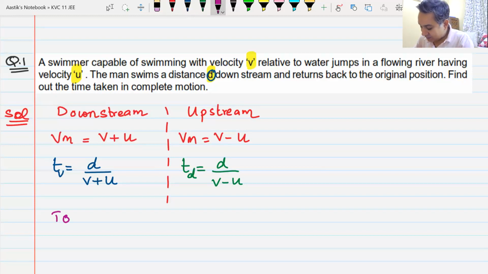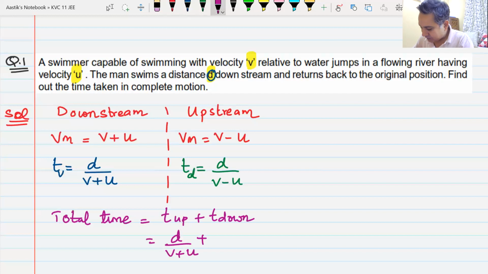What will be the total time? t_u plus t_d. And that is the answer, my dear friends. d upon v plus u plus d upon v minus u. I guess you can take the LCM and give me the final answer. What is the final answer you are getting by taking the LCM and all those things?